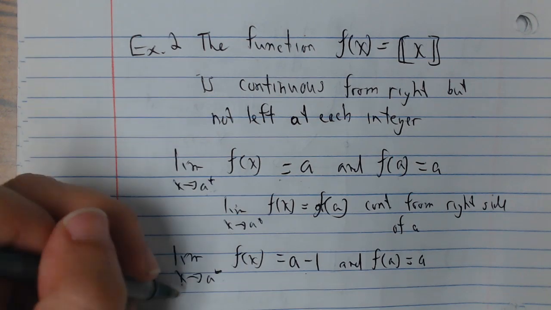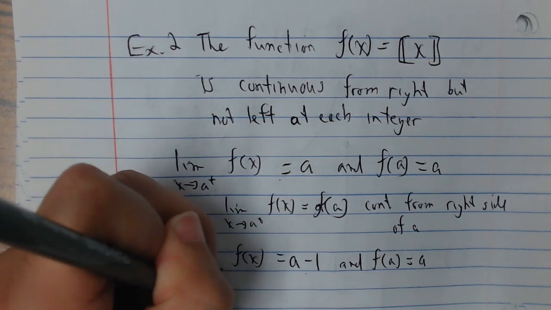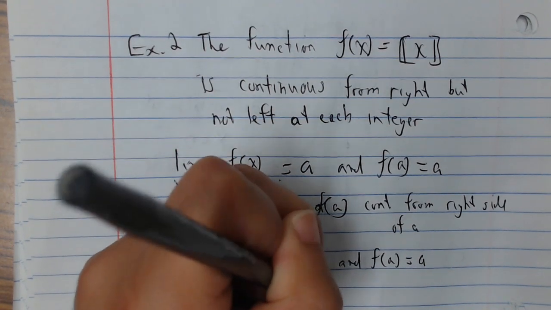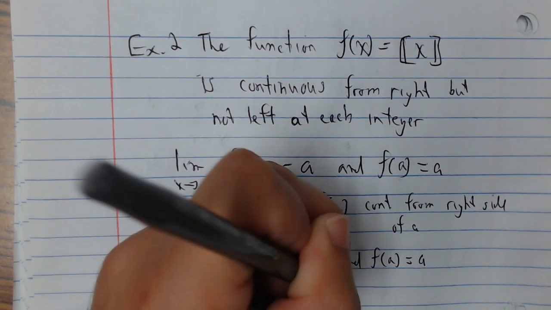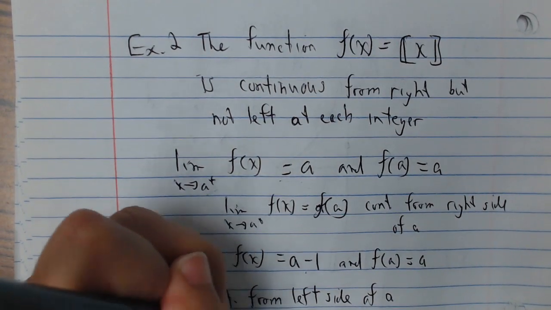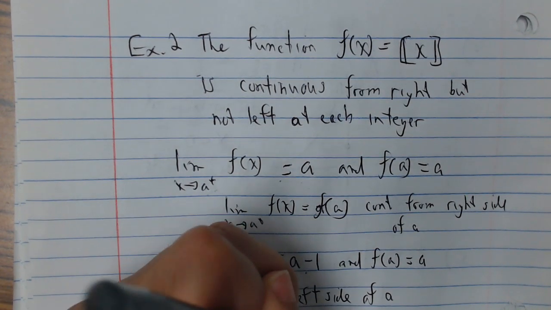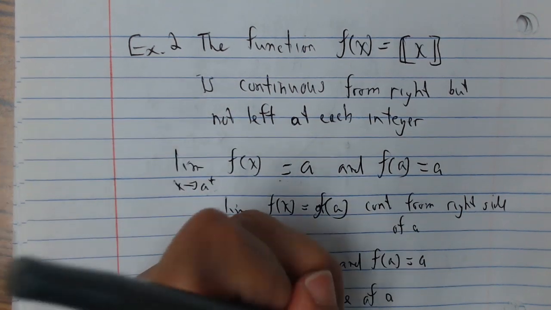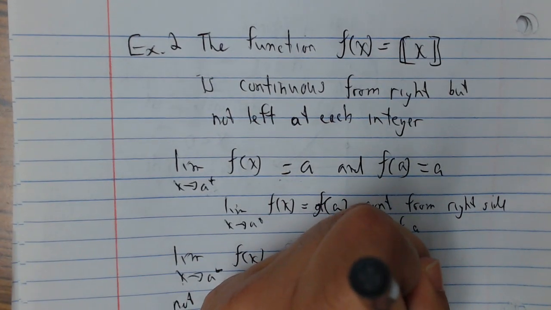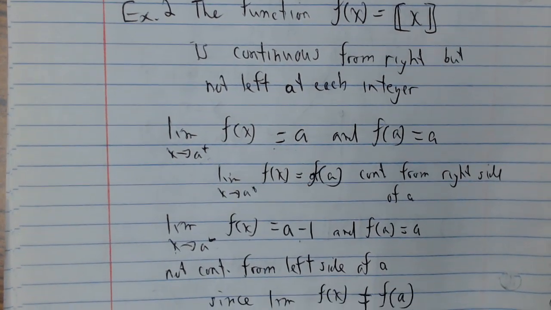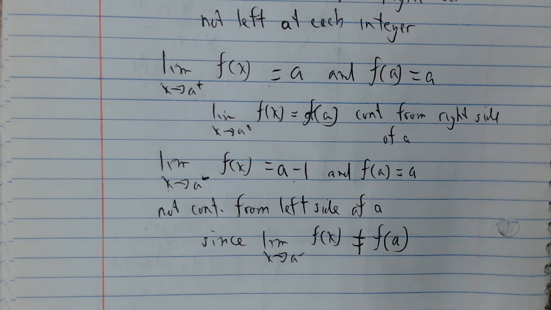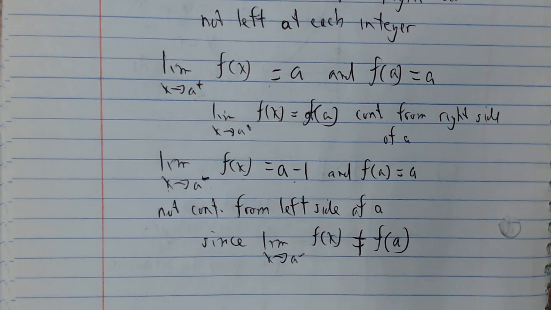So we could say not continuous from the left side of a, since the limit as x approaches a from the left side of f of x does not equal f of a. And that's where we get this discontinuity. Okay, so that's what we need to keep an eye out for.